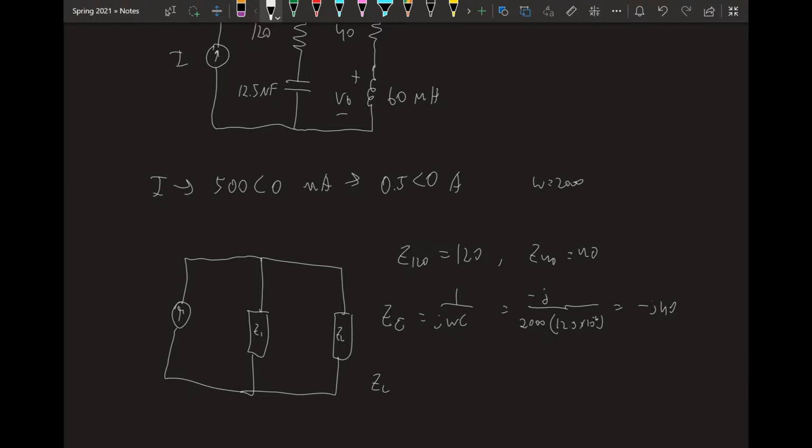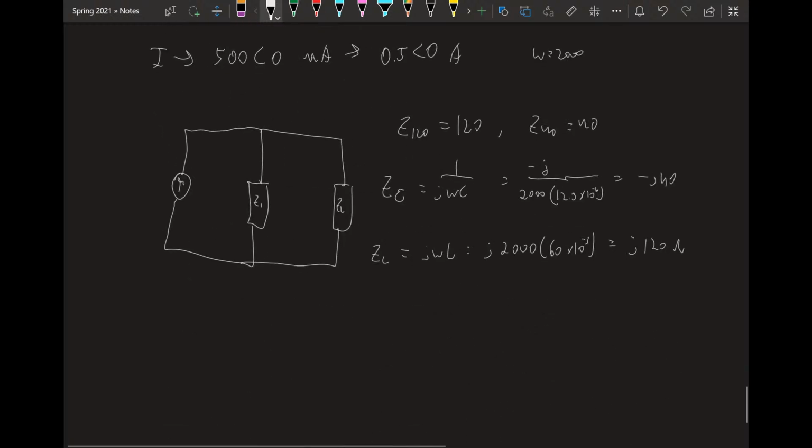Let's repeat for the inductor. The inductor is j omega L. Omega is 2000. The inductance is 60 millihenries, so that's 60 times 10 to the negative 3 henries. And then we get j120 ohms.